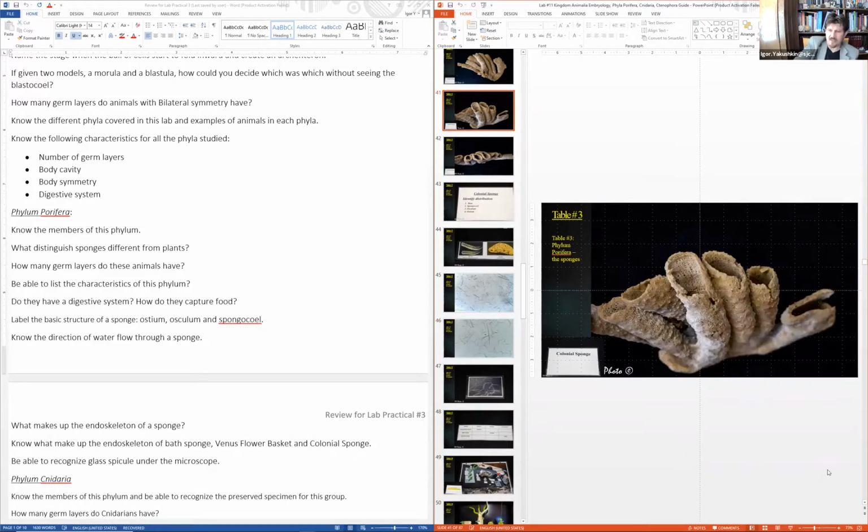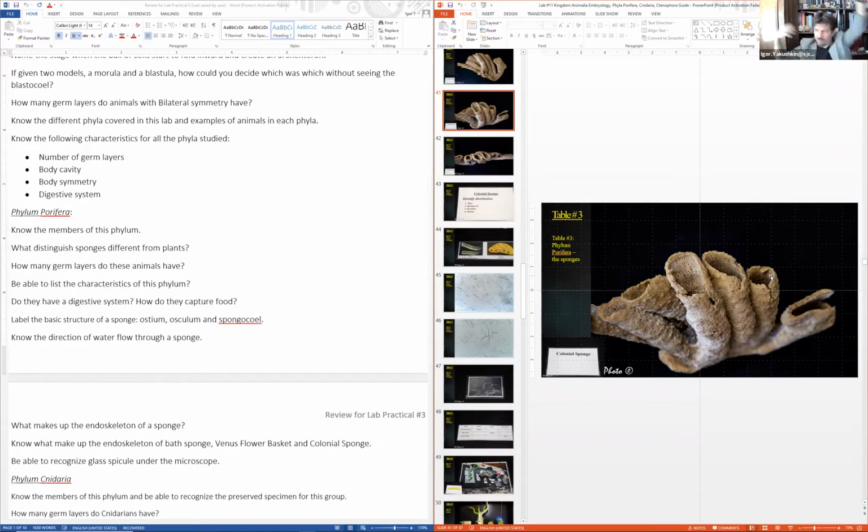Label the basic structure of the sponge, including the ostium, osculum, spongocoel. So when we're looking at that particular creature, right here, you see tiny little bitty openings. That's the ostium. One bunch of them, ostia. Now that's a large opening. That's the osculum. Water gets in from all over the sponge and then comes out from that particular large hole, not in reverse. Know the direction of water through the sponge.